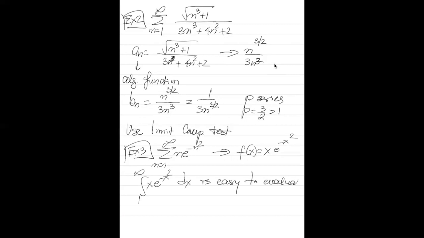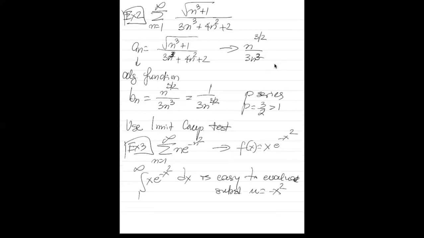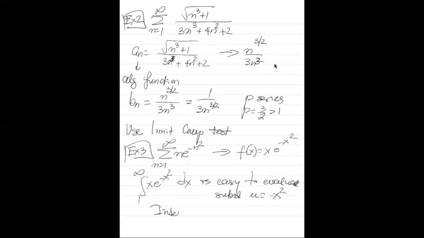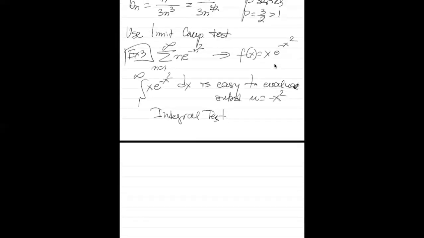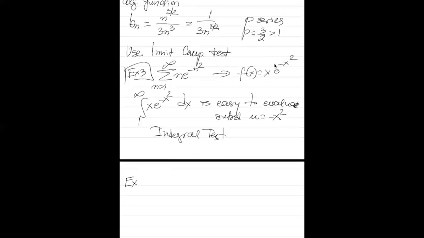How? I will use a substitution, u equals negative x squared, or u equals x squared. So, integral test. In a lot of examples, you can do more than one test, but this will be the most obvious test that we're mentioning here, the integral test. Example 4. I have sigma negative 1 to the n, and as soon as I see this negative 1 to the n, I'm thinking alternating series. Okay, so alternating series test.